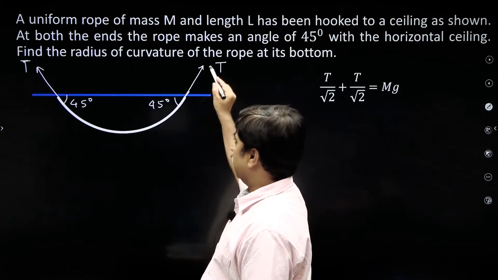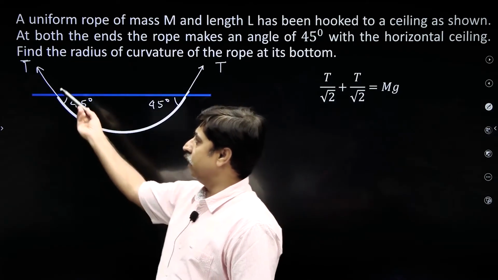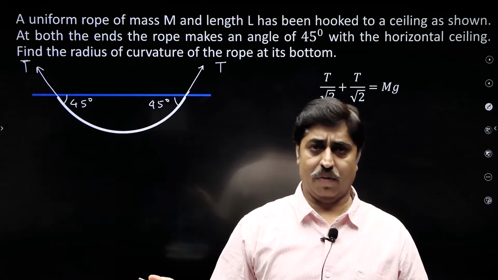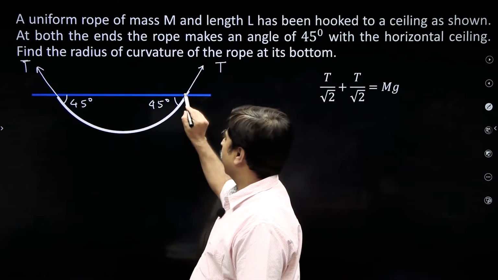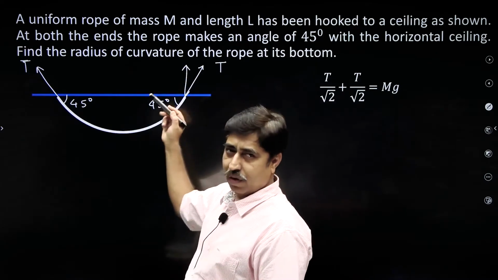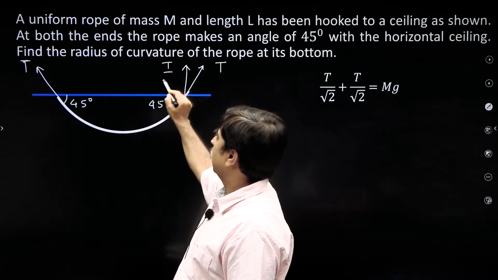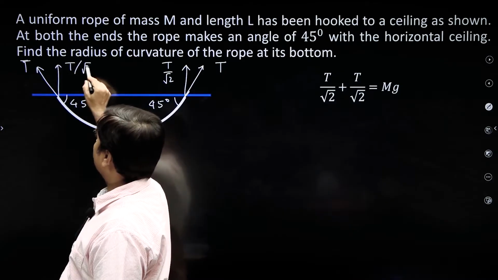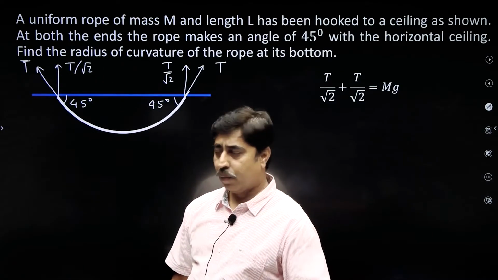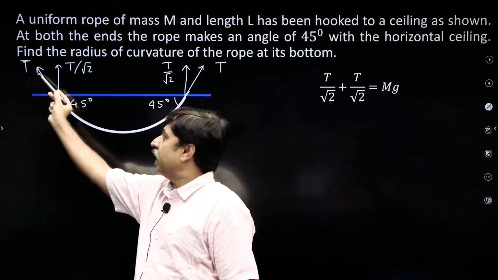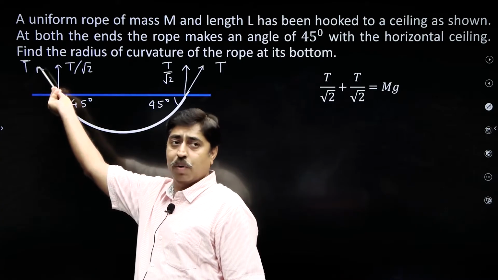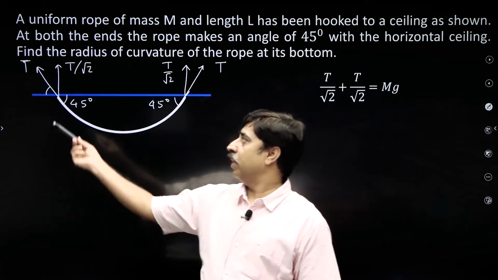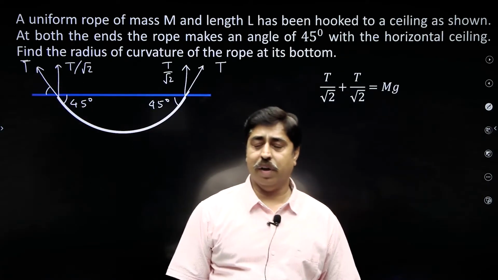Now, this tension has got a horizontal component. This one also has got a horizontal component. The two horizontal components will cancel out. But this tension has got a vertical component, which is of course T by root 2, as you can see. And this tension also has got a vertical component, which is T by root 2. Please try to understand that the direction of tension is tangential to the rope, and this angle is 45, means this angle is also 45. So, here it is T by root 2, here also it is T by root 2.